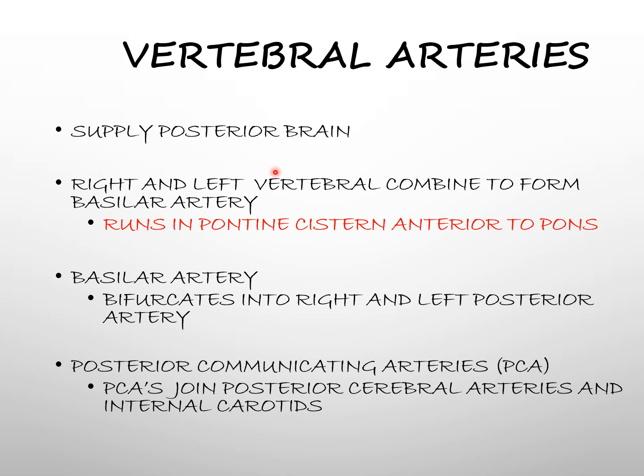The right and left vertebral arteries combine to form the basilar artery. This runs in the pontine cistern anterior to the pons. So it runs through the back and the vertebra, but then it runs towards the front of the pons, in front of the brain stem. The basilar artery bifurcates, it splits into right and left posterior arteries.